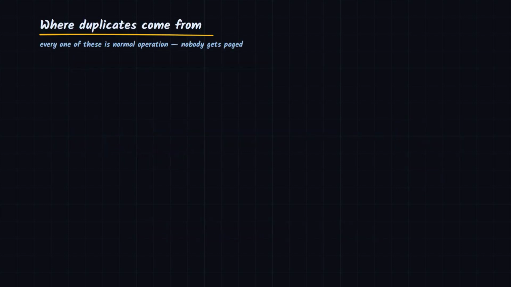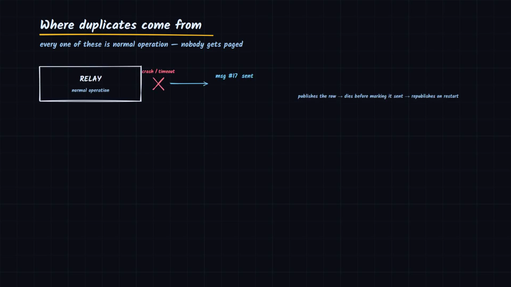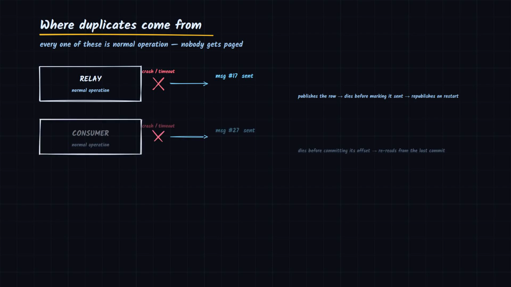It is worth knowing the sources because they are not exotic. The relay publishes a row and dies before marking it sent, so on restart, it publishes again. A consumer processes a batch and dies before committing its offset, so it rereads from the last committed point and reprocesses everything after it. A consumer group rebalances and a partition moves mid-batch.